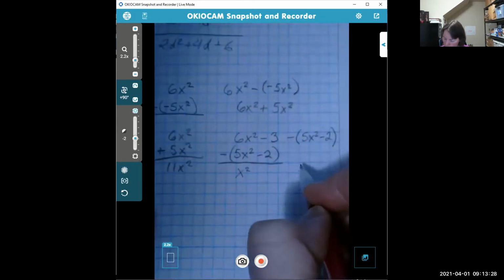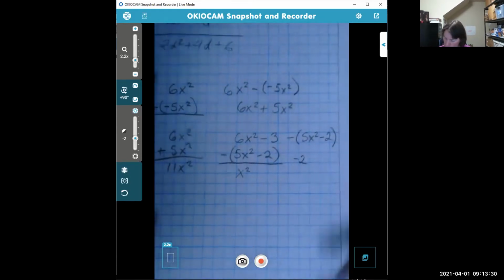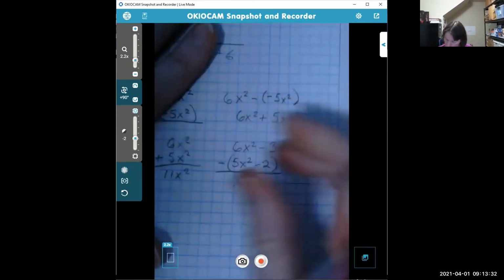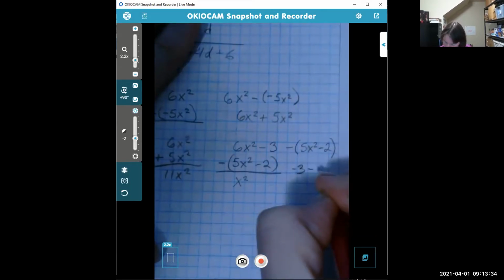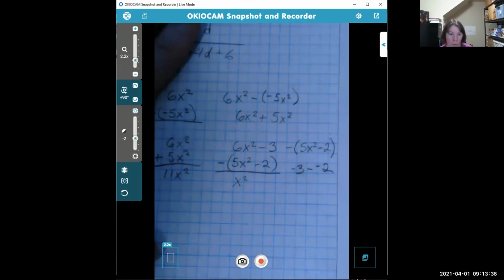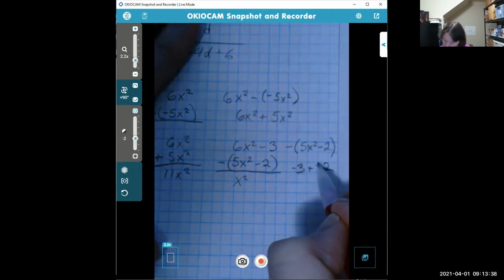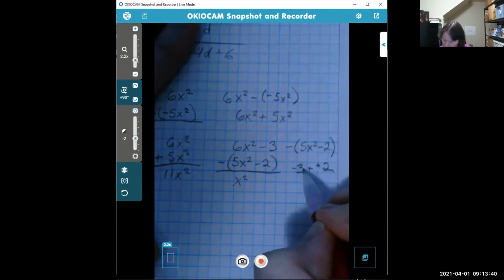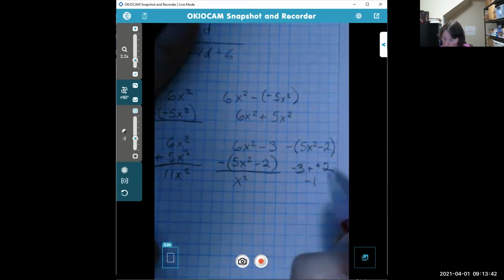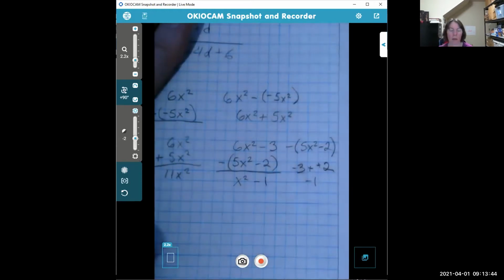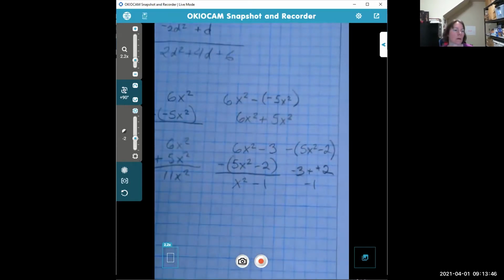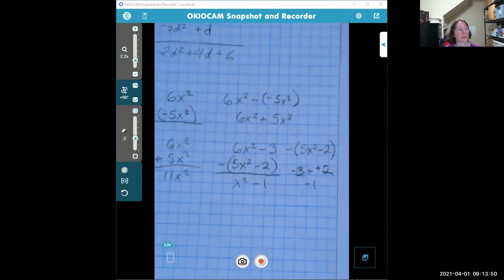And if we wrote that out, negative 3 minus a negative 2, well, this becomes positive and that becomes positive. Negative 3 plus 2 is negative 1. And so this would be a negative 1. Okay. So that is the main purpose of our lesson today, is subtracting polynomials.